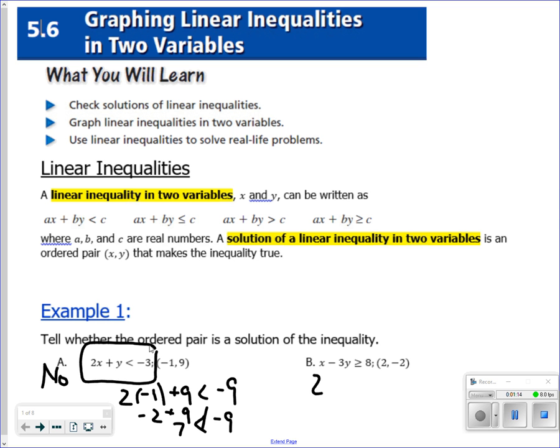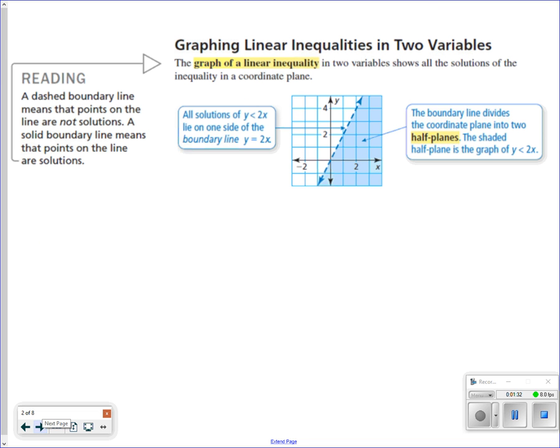Next one, I'm going to put 2 in for x and -2 in for y and decide whether or not it's true again. So is 2 plus 6 greater than or equal to 8? Is 8 greater than or equal to 8? And the answer to that is yes, it is true. So that is one way to decide where you're going to shade.